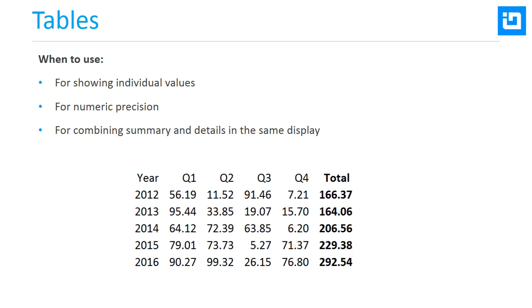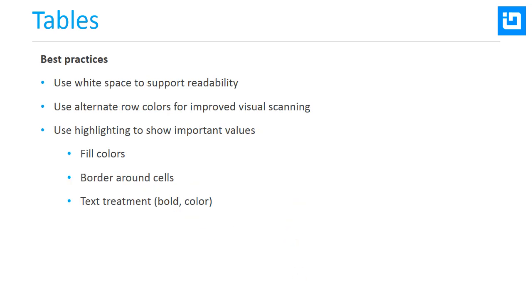In other tables, it also makes sense to have a summary at the bottom and to summarize over here the different rows. Things to consider for table design on dashboards include the use of white space. Don't make your tables too dense. Leave in some breathing room, because that supports readability.